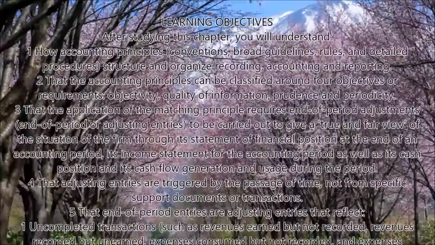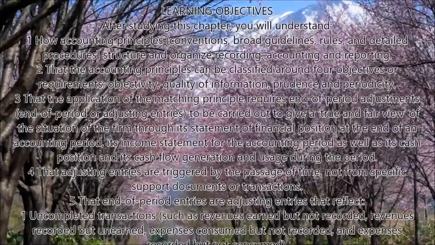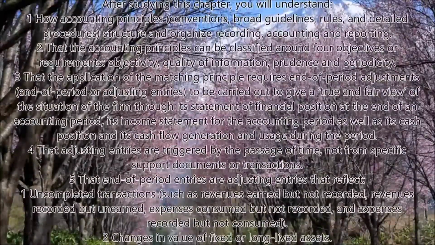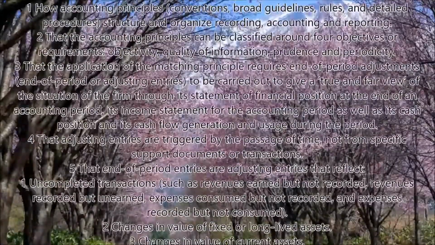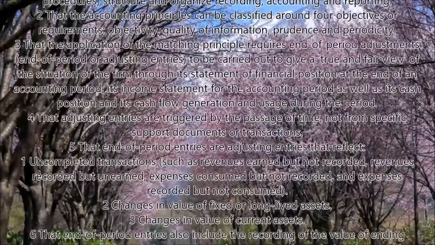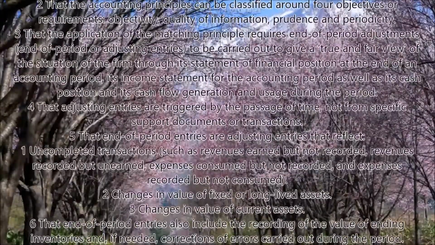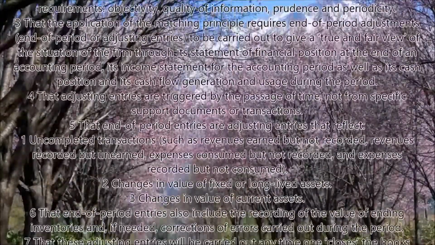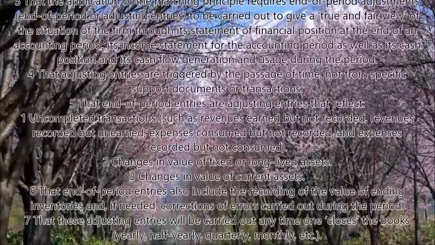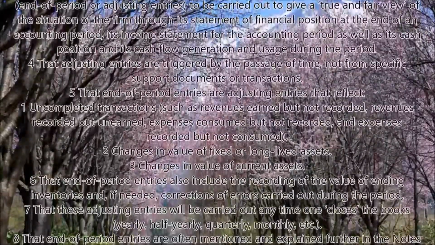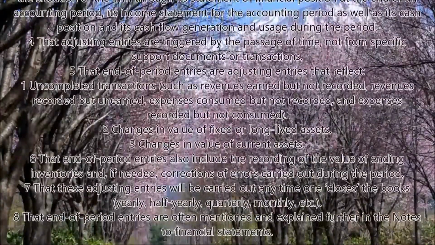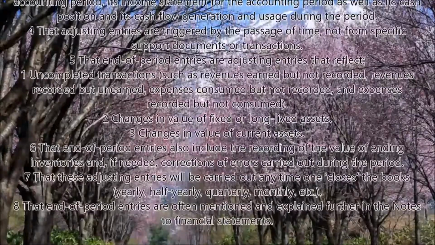5. That end-of-period entries are adjusting entries that reflect: 1. Uncompleted transactions, such as revenues earned but not recorded, revenues recorded but unearned, expenses consumed but not recorded, and expenses recorded but not consumed. 2. Changes in value of fixed or long-lived assets. 3. Changes in value of current assets. 6. That end-of-period entries also include the recording of the value of ending inventories and, if needed, corrections of errors carried out during the period. 7. That these adjusting entries will be carried out anytime one closes the books: yearly, half-yearly, quarterly, monthly, etc. 8. That end-of-period entries are often mentioned and explained further in the notes to financial statements.